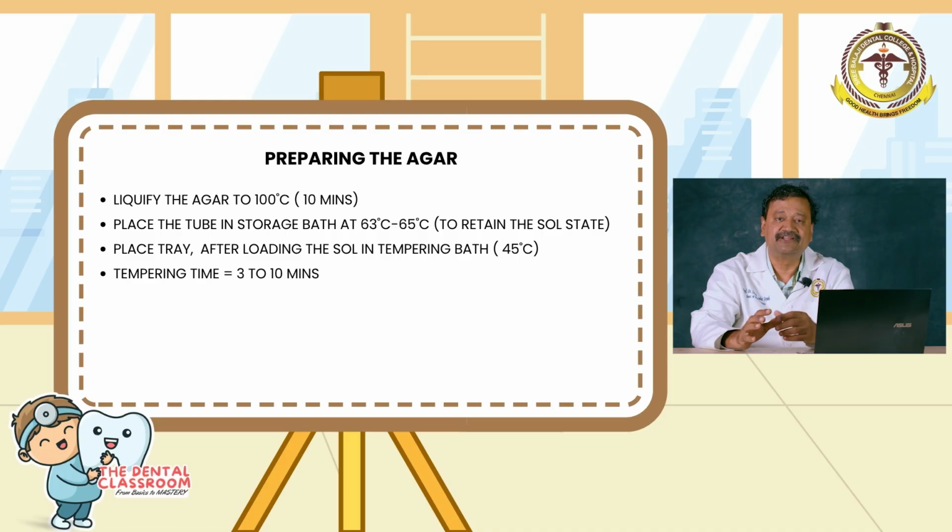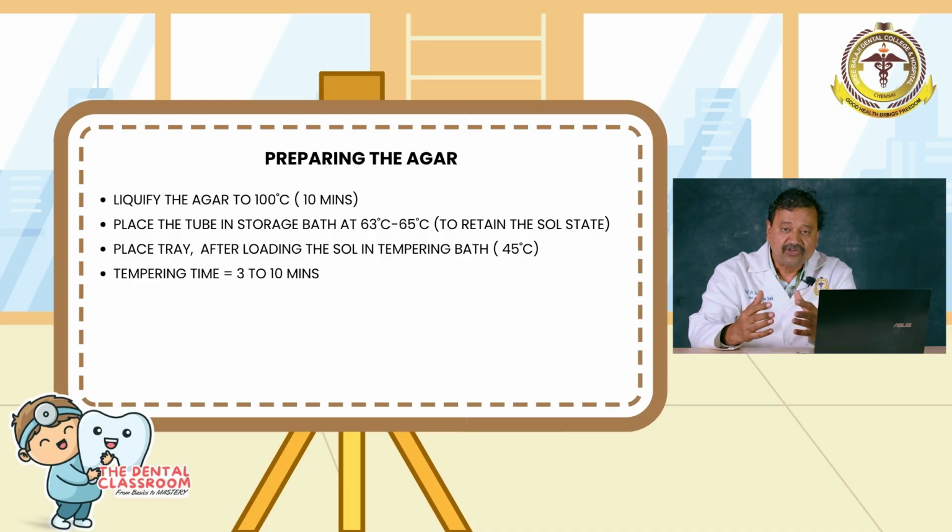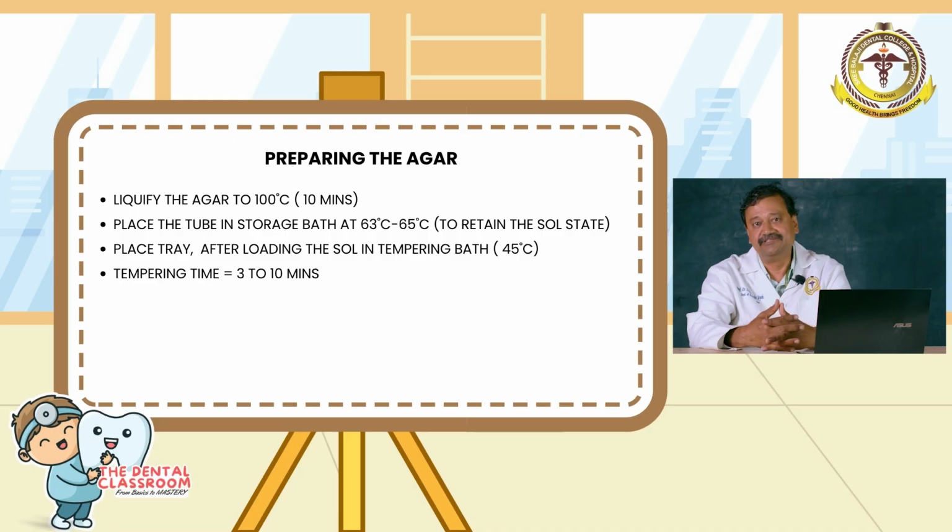In this temperature range of 63 to 65 degrees centigrade, the sol state is retained in the material, and at the same time it helps to sustain this temperature until the material is kept inside the patient's mouth. Then initially we place the tray after loading the sol in the tempering bath. Then the tempering time is 3 to 10 minutes.